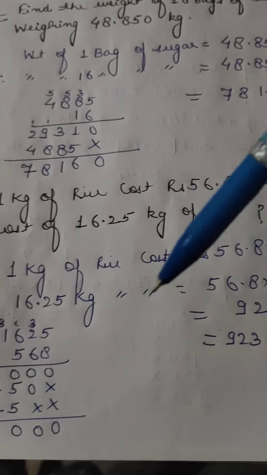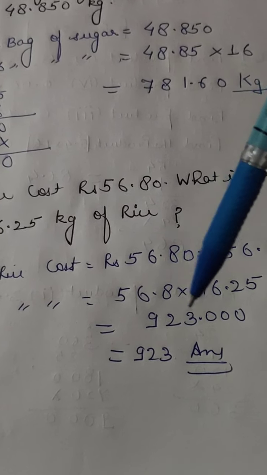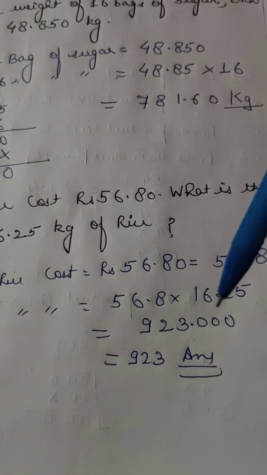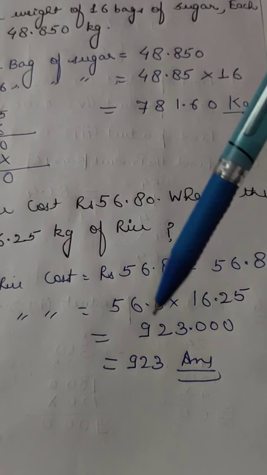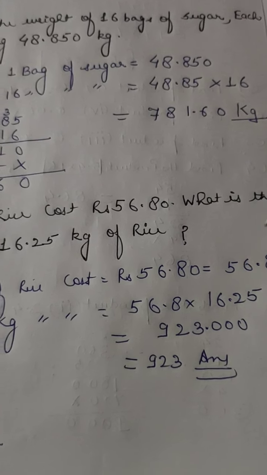Removing these decimal points, simply multiply, and then put the decimal point after how many places? 3 places from the right. Here 1 and here 2. So 3 places from the right. 923 rupees is the required answer.